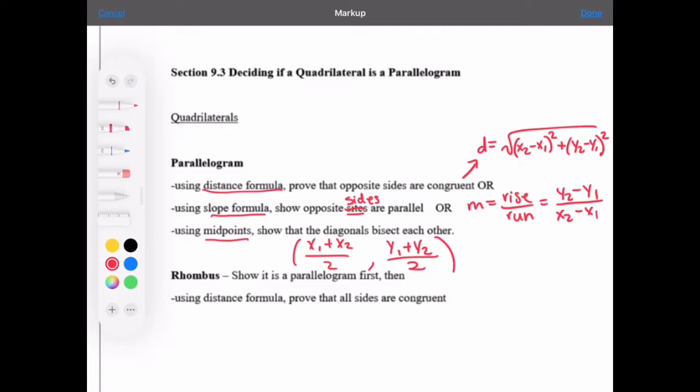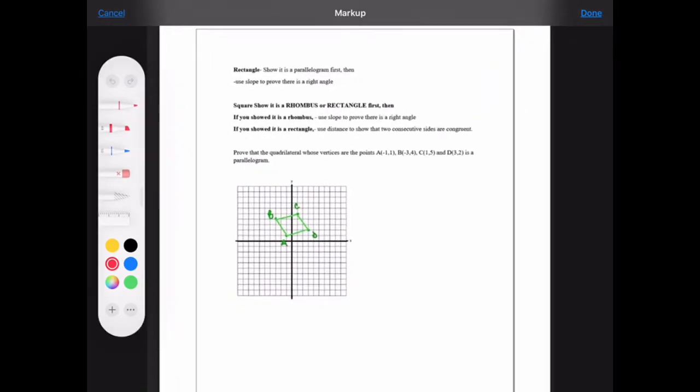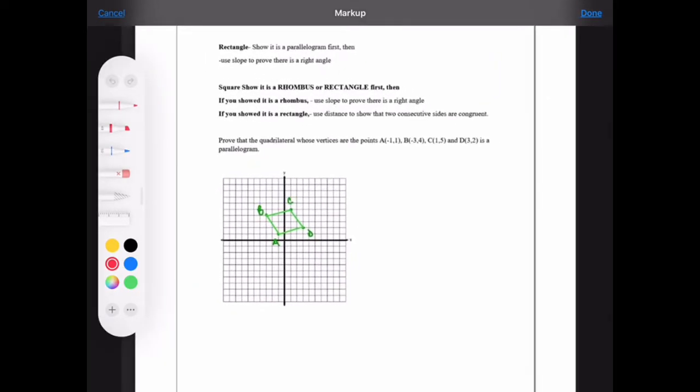Now, if we want to prove that something is a rhombus, we have to show that it's a parallelogram first. And then we use the distance formula to prove that all sides are congruent. Okay? So remember, if you're proving something is a rhombus, you have to start with the fact that it's a parallelogram first. Okay, so moving forward, I'm not going to talk about proving something is a rectangle today. I'm just going to keep going with the rhombus and parallelograms.